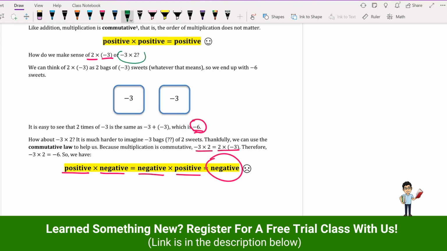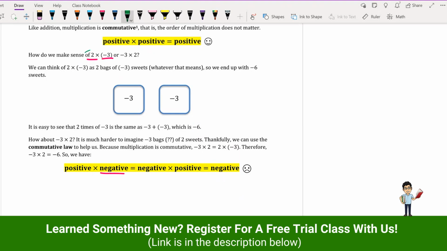Or -3 times 2. In other words, if I have one positive and one negative and I multiply them together, what do I get? Anyway, come pay attention. Pay attention. All right, so the idea is this.